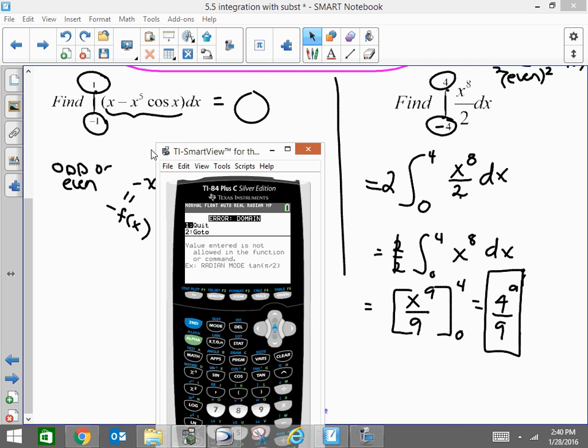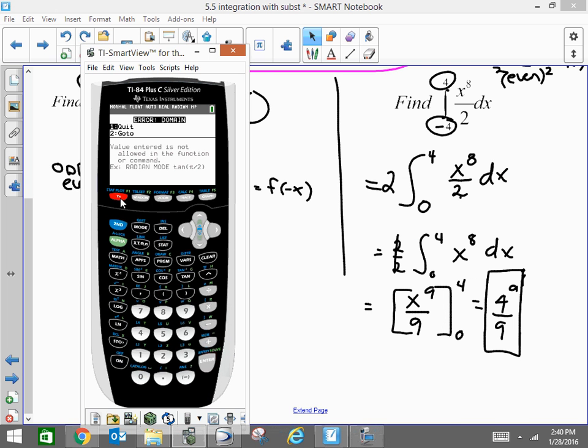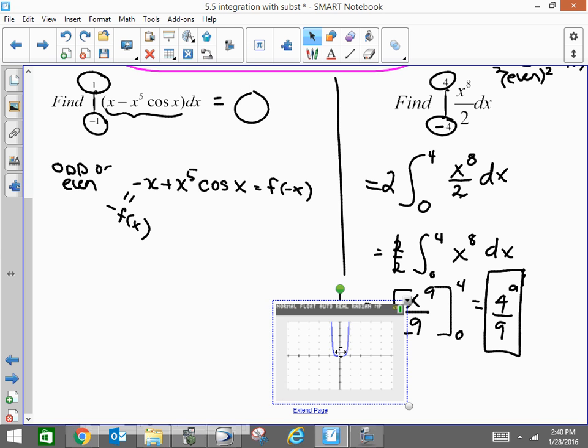I want to graph, sorry, x to the 8th over 2. I want to make sure I'm just included between -4 and 4. It's okay. It'll still work. It'll give us, yeah. Okay. So that's symmetrical. All right.